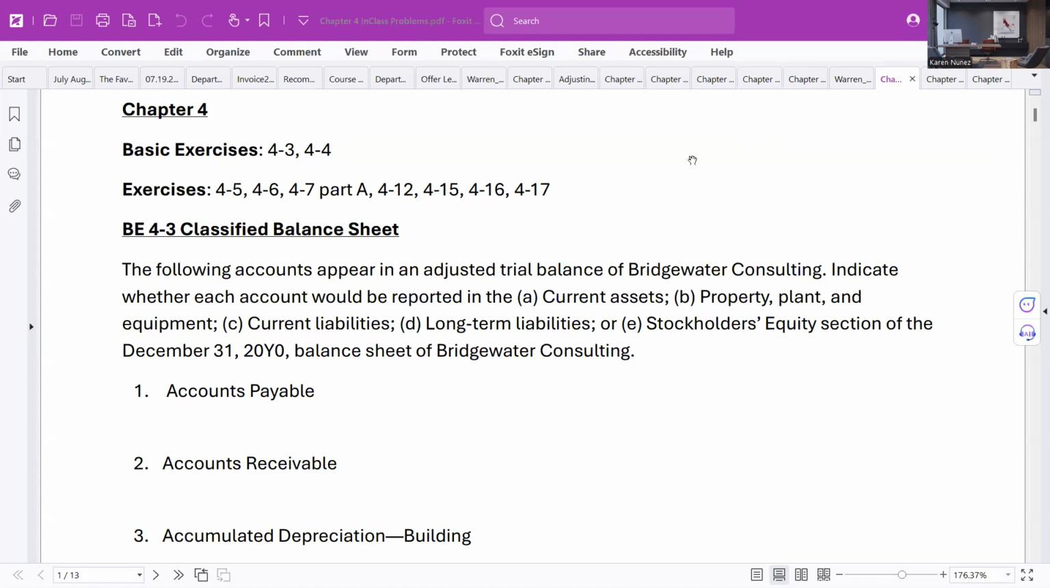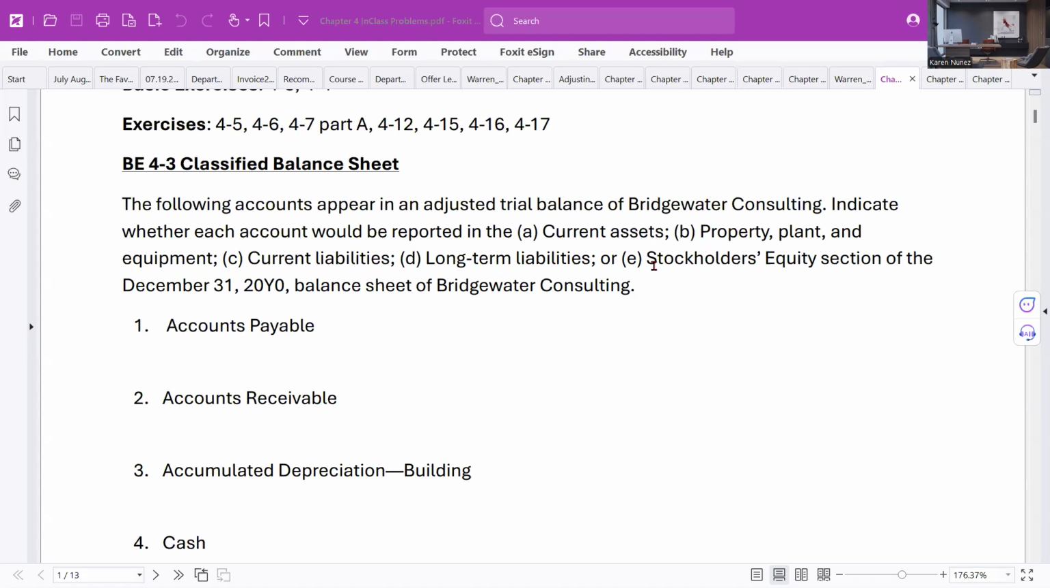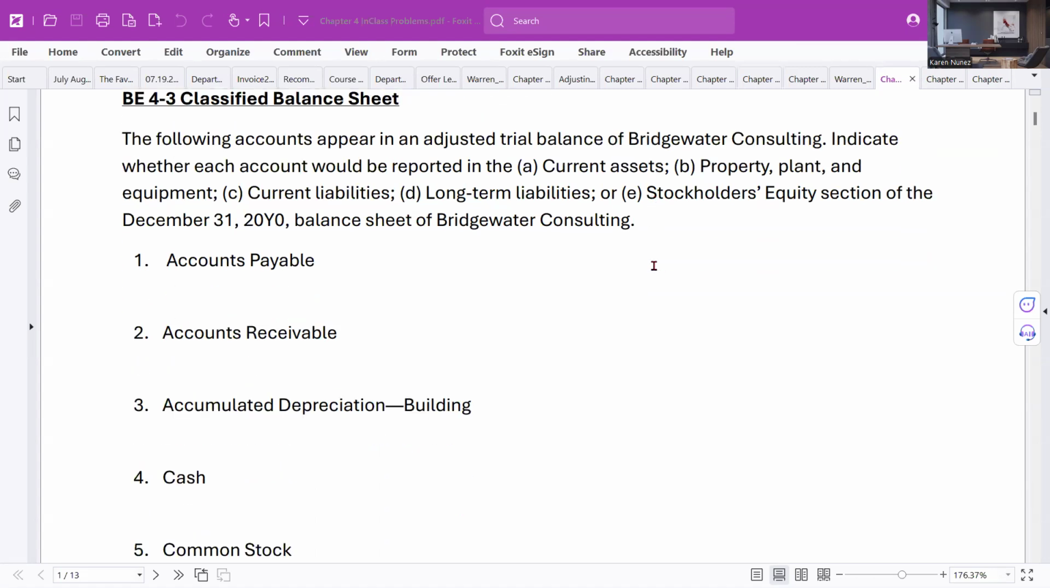So, as with prior chapters, we're going to be looking at some of the exercises that I've assigned, and hopefully, this will help you prepare to complete your application assignment and your quiz. So, let's get started with Basic Exercise 4-3.